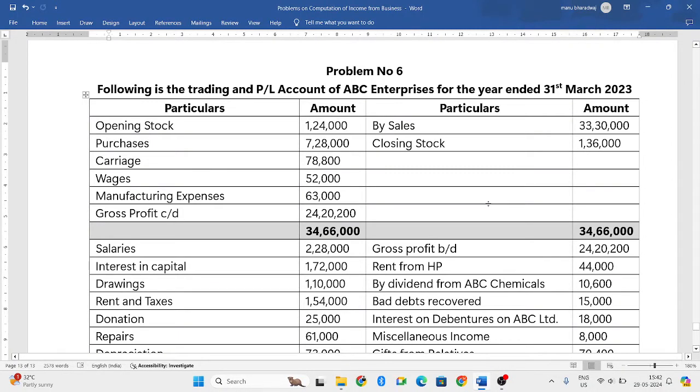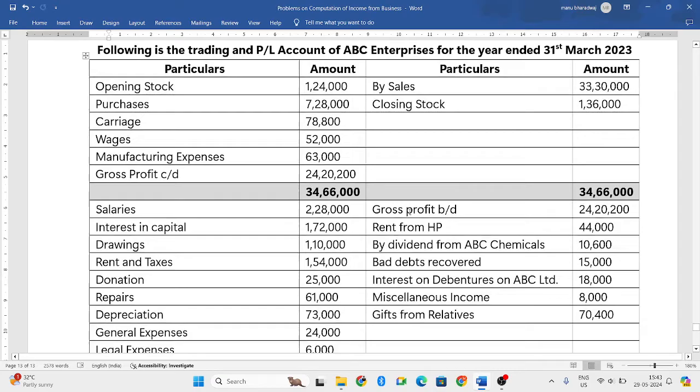In this particular video, we'll solve one more problem in which we are calculating the computation of taxable income from business. So the question is on the screen. Following is the trading and P&L account of ABC Enterprises for the year ended 31st March 2023. They have given both trading account as well as P&L account. The reason why they have given trading account is because they have given us the details about opening stock as well as closing stock. So now let us try to analyze.